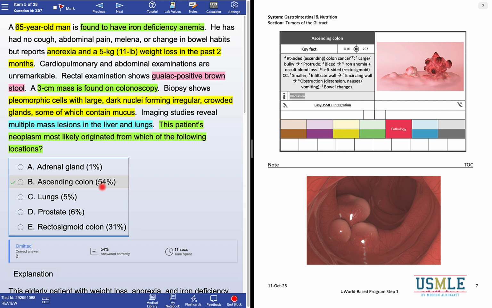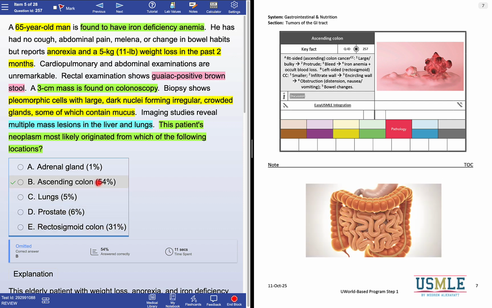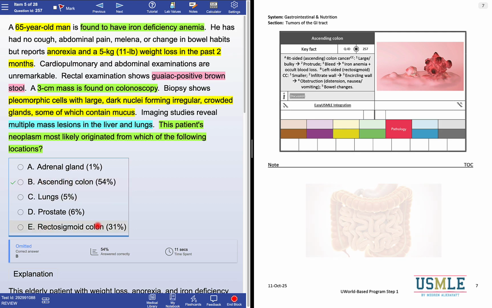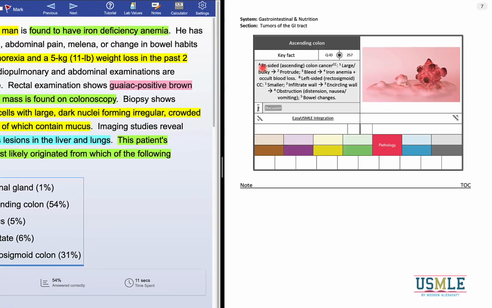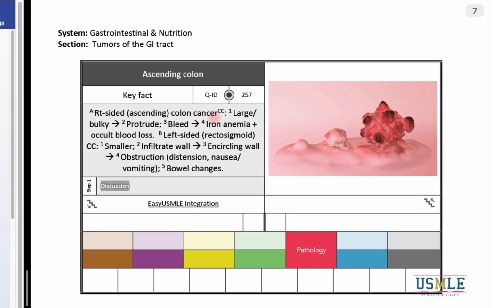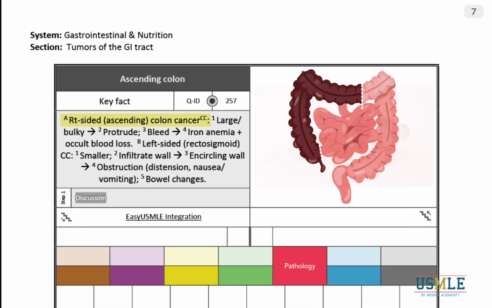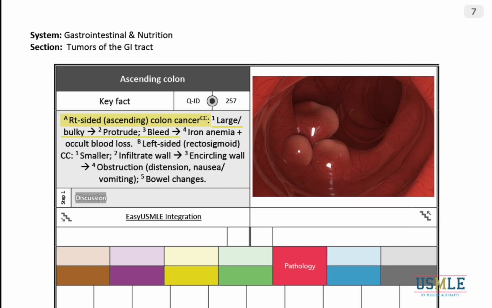Now, we need to differentiate what is more common to happen in the right side of the colon from the left side of the colon. We could see in the notes that right-sided ascending colon cancer is usually large and bulky, protrudes into the wall, and bleeds. That's why the patient will present with iron deficiency anemia, because there is bleeding and occult blood loss.